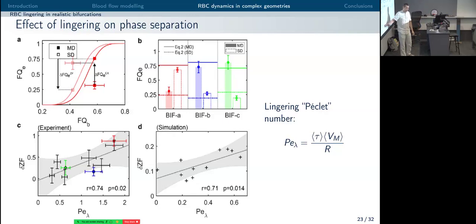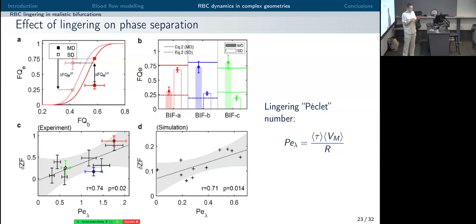On the left, you have no or weak lingering. So essentially, what we did, we looked at the distributions that were predicted by the pre-second model, which you see as solid lines at the top left, for example. And you see the square that is for MD, which means main daughter. It should probably be the main child. And SD would be the secondary child.